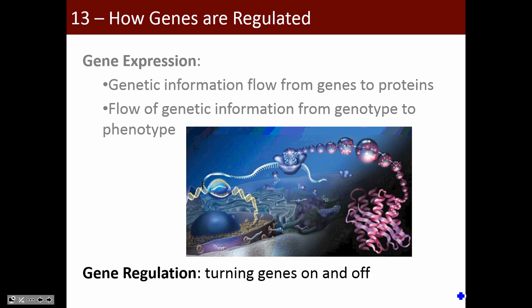Okay. So we already defined gene expression as the genetic information as it flows from genes to proteins. Right? We have all these genes housed in the nucleus, and we're going to open up and look at them one gene at a time and copy down those instructions to make the proteins. Right? That's the link between genotype and phenotype. Gene regulation is essentially turning genes on and turning genes off.